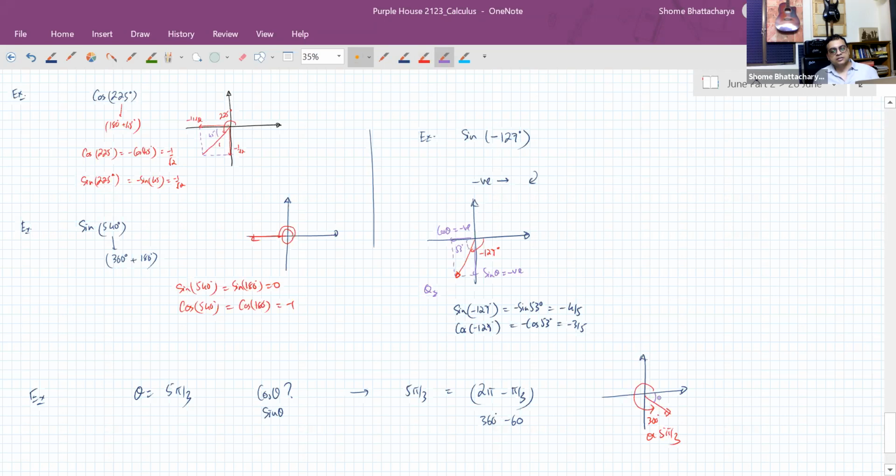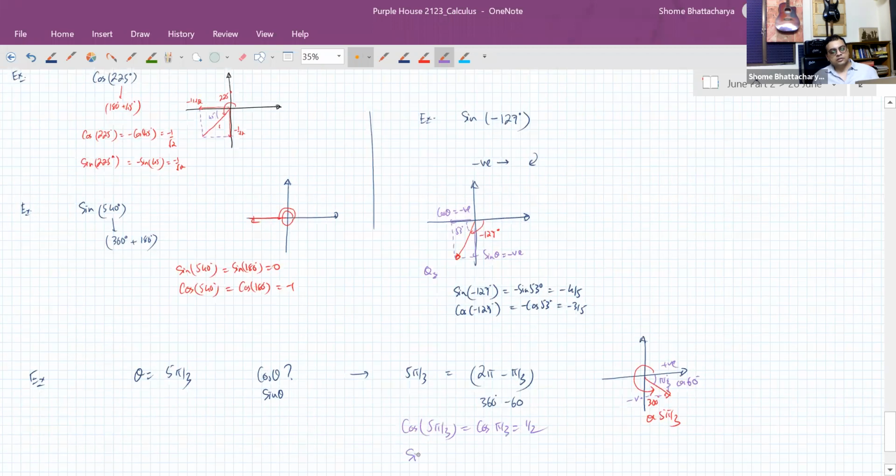So this angle is pi by 3 or 60 degrees. You can see that the cos component is positive, the sine component is negative. So cos 5 pi by 3 will be equal to cos pi by 3, which is cos 60, which is equal to half. But sine of 5 pi by 3 will become minus sine pi by 3, so that will become minus root 3 by 2. So it will become like this.